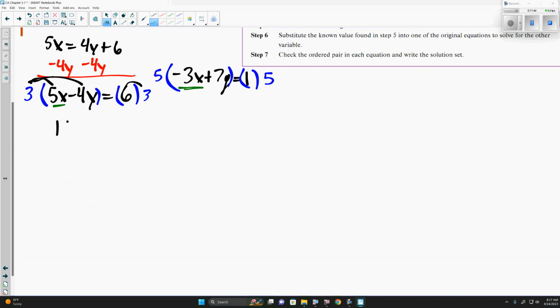Because we multiply this one here by 3 on both sides. 3 times 5x is 15x. 3 times negative 4y is negative 12y. And 6 times 3 is 18. Here, when we distribute the 5 times negative 3x is negative 15x. 5 times 7y is plus 35y. And 5 times 1 is 5.